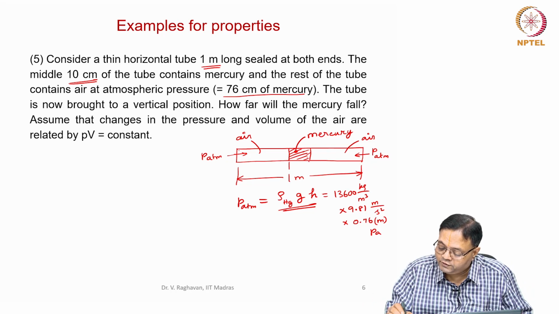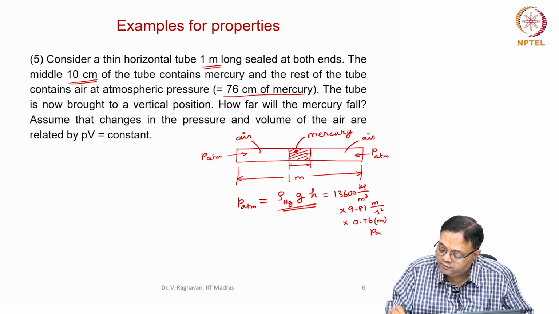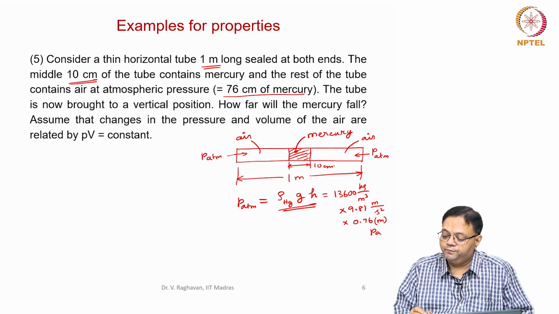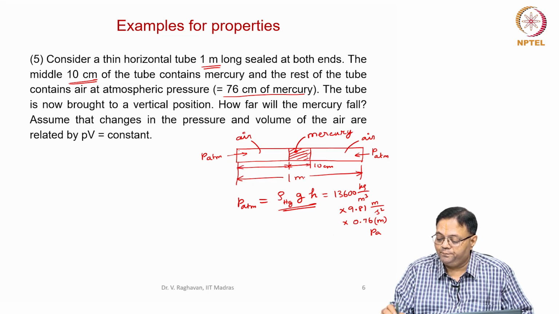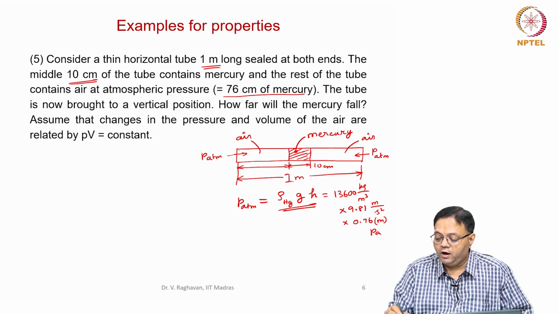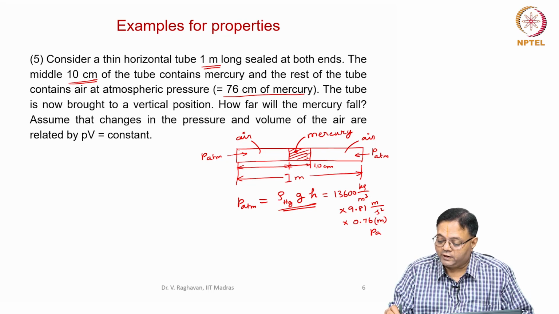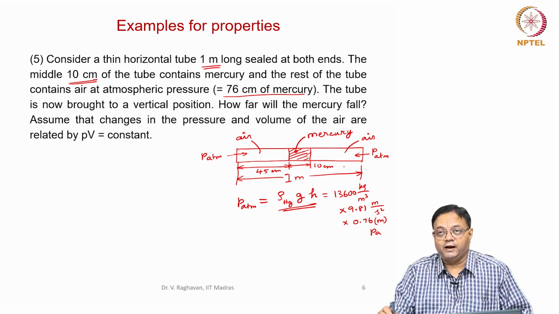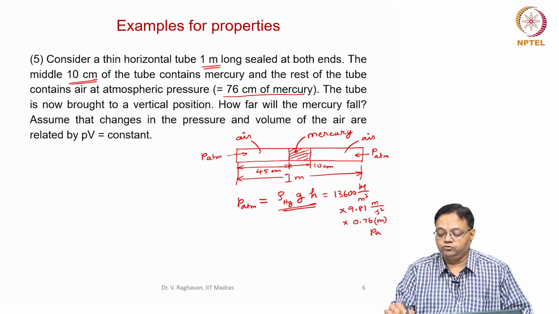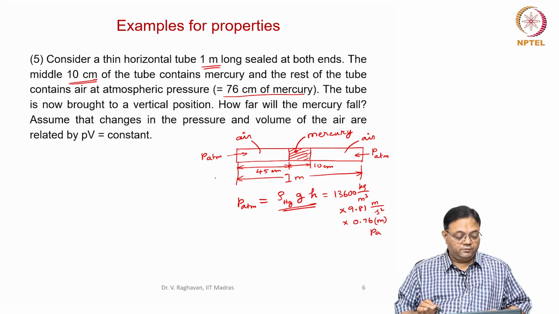Now what is this? This is 10 centimeters. It is given 10 centimeters. So now that means this will be totally 1 meter, that is 100 centimeters. So now 10 centimeters is gone. So here it will be 45 centimeters. So 45 plus 45 is 90, plus this 10. So totally 1 meter. So this is the arrangement.